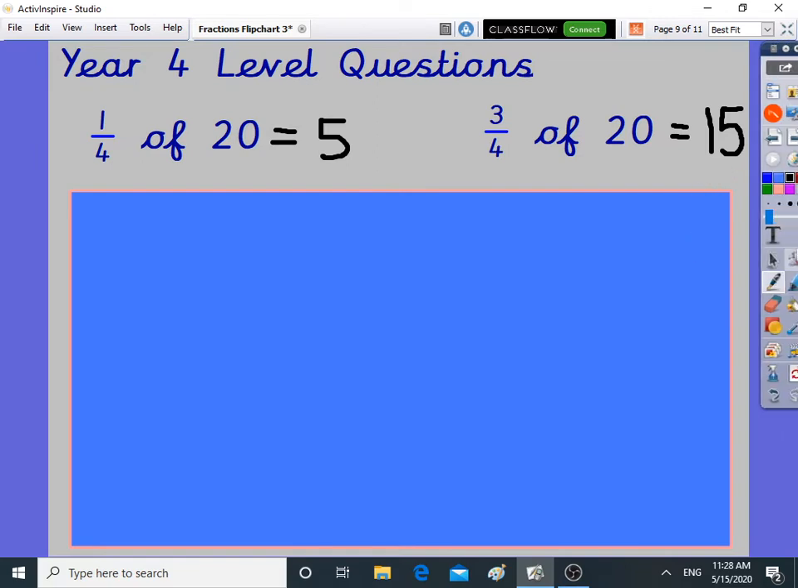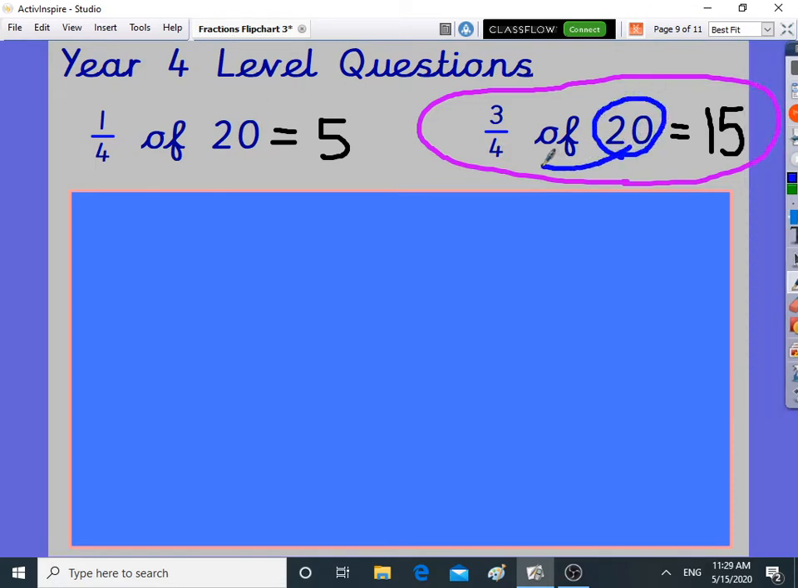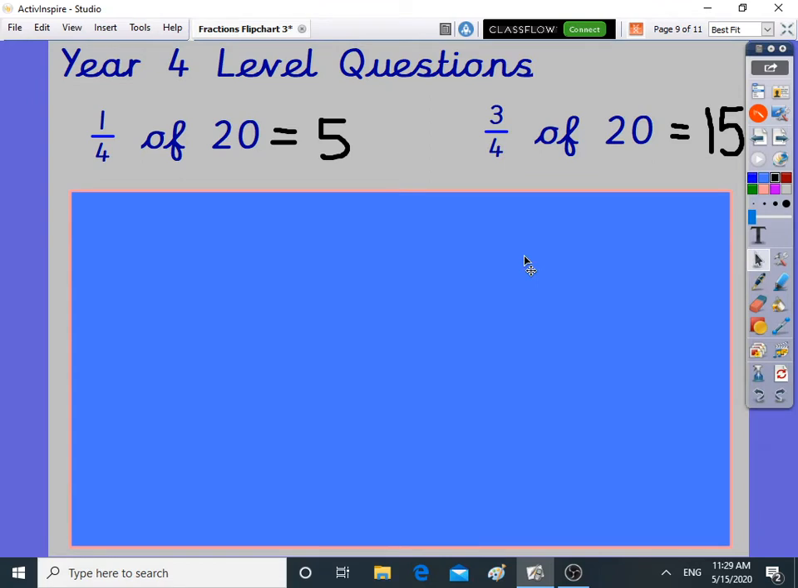So the actual rule we're using here, if we're talking about this year 4 level question, this 3/4 of 20, is we're taking the quantity, 20, we need to divide it by the bottom and then times it by the top, all of which we can do through singing. Let's do some more examples.